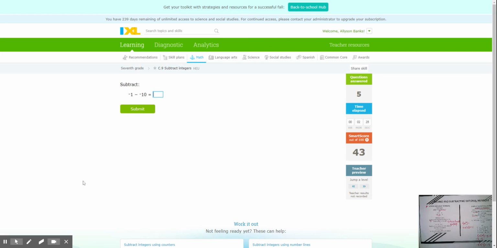The next one we have is we're going to do change, add opposite. So this becomes -1 plus +10. So we have what signs? Different signs. So if we have different signs, you subtract. So 10 minus 1 is 9. And since 10 has a greater absolute value, it's going to stay positive. So we hit submit. Good.